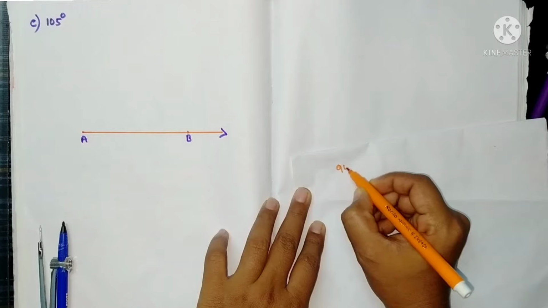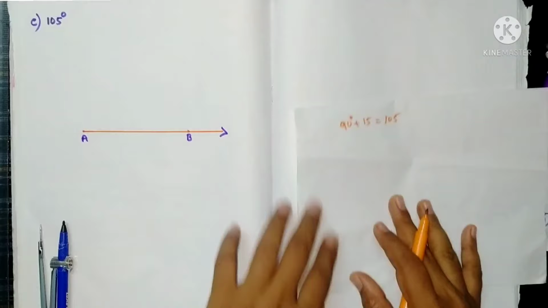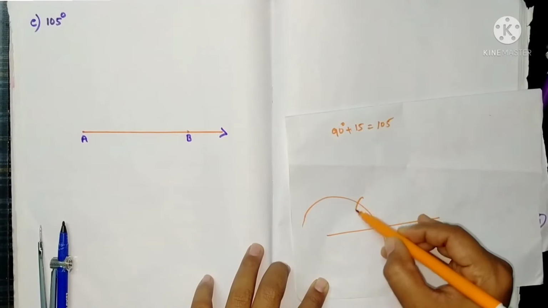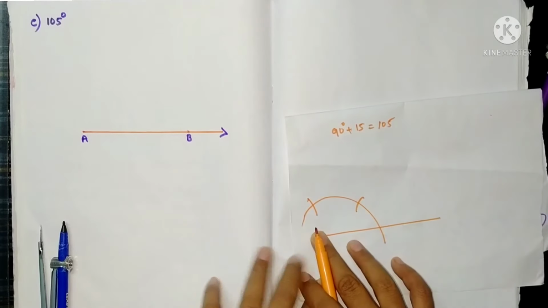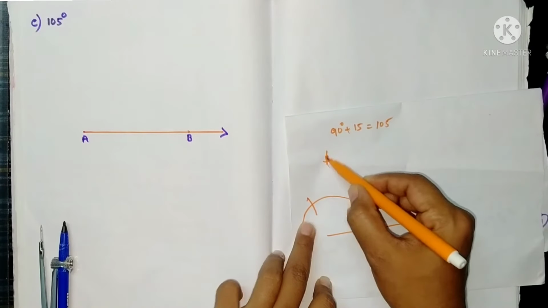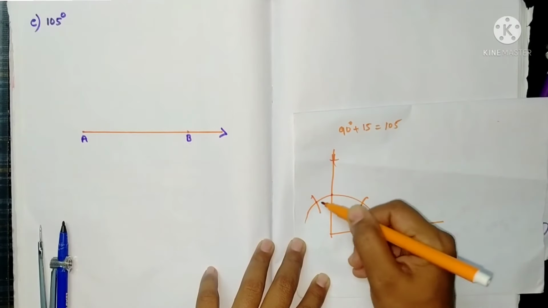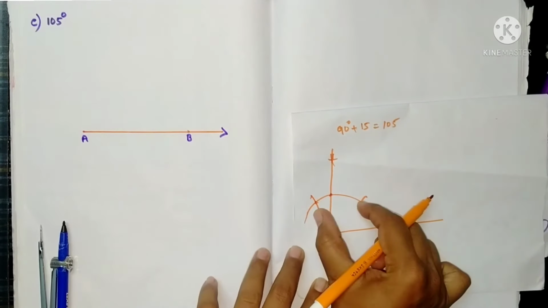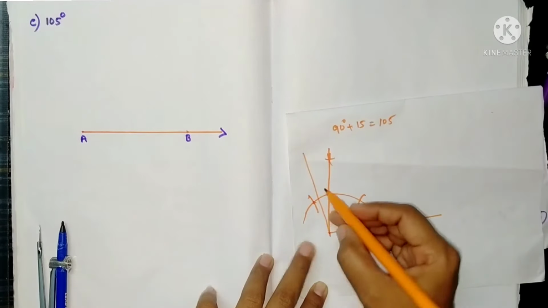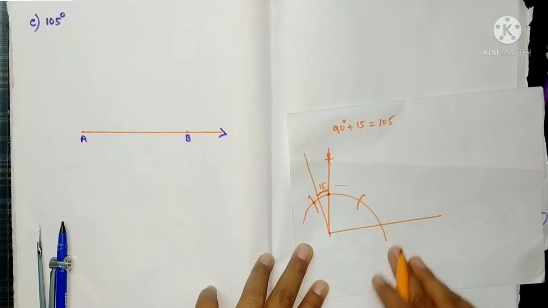Next 105. So how can we draw 105? We know how to draw 90, right? So 90 plus 15 is nothing but 105 degrees. First an arc will be drawn. This is 60 and this is 120. So the angular bisector for these two is 90. From here to here it will be 30, right? This is 60 now, so 30. Again we have to draw an angular bisector to this. So now it will be 15. So 15 plus 90, 105.